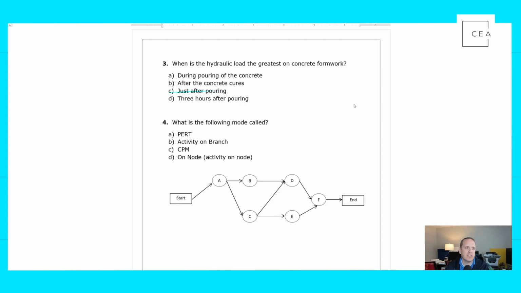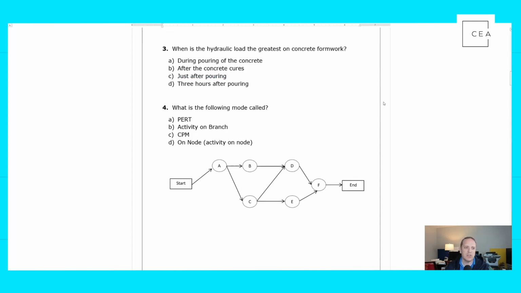All right, number 4, let's look at this one. What is the following model called? This comes from project management. It shows an activity on node type of diagram, or I guess we're supposed to figure that out. So we're not quite sure what we're looking at, but it shows a start block. It shows an arrow pointing to an activity A. That activity A branches into 2 other activities, B and C, and then those also head to other ones. So you have predecessors and successors to these activities.